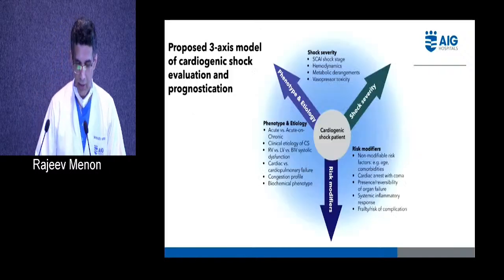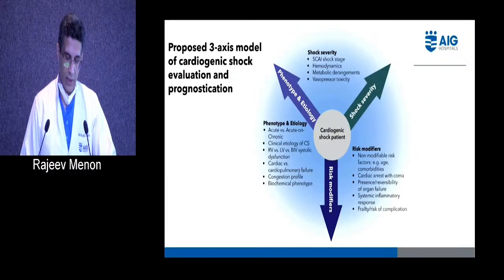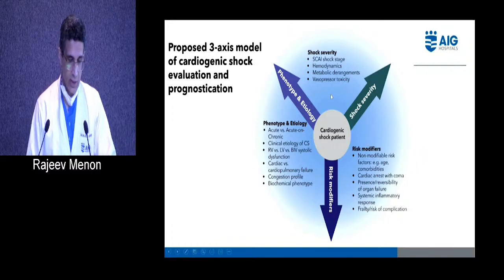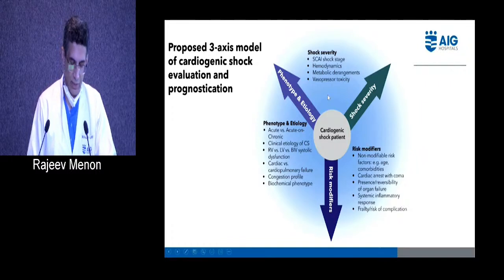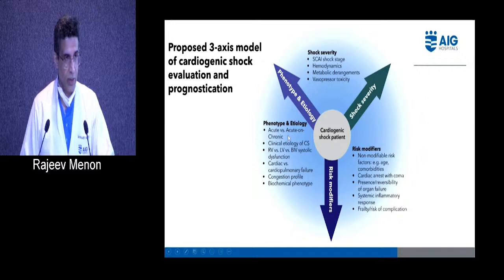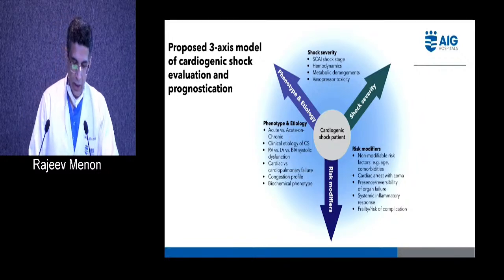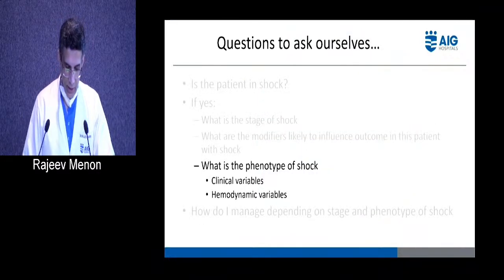Now, what are the modifiers? So again, SCAI came up with this 3-axis model, which says that when the patient has shock, you have classified the shock. Look at the different aspects. One, look at the phenotype and the etiology. Look at the shock severity, and look at the risk modifiers, the frailty of the patient, whether the patient had cardiac arrest or not, whether it is acute, whether it is acute on chronic, the different parameters which we need to look into to actually prognosticate that particular patient.